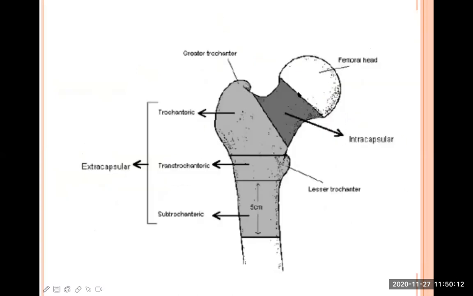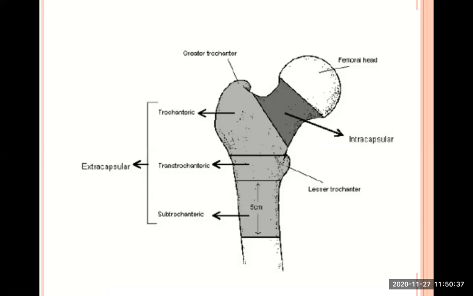Now, this topic is about the fracture of the proximal end of the femur. So let's try to know about what are those fractures. See here. Roughly, this fracture is divided into two parts: intracapsular fracture and extracapsular fracture. Now, this capsule is the capsule of the hip joint.